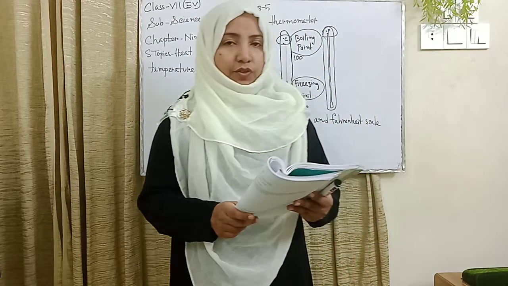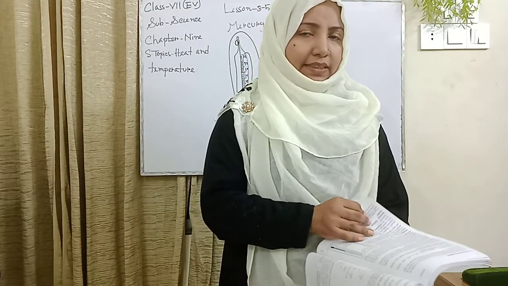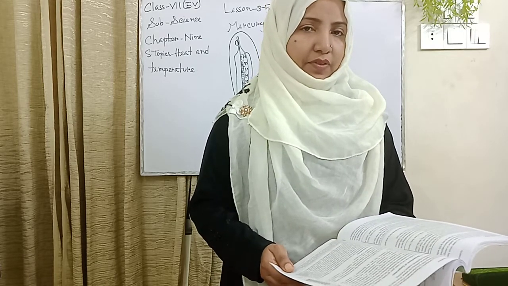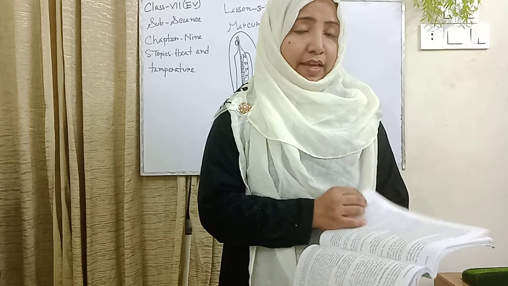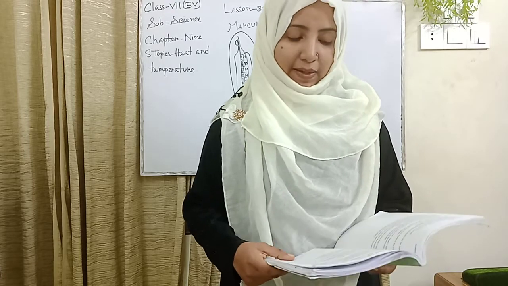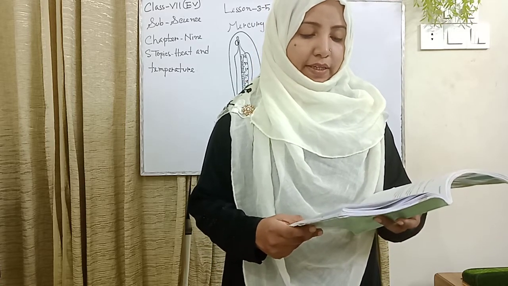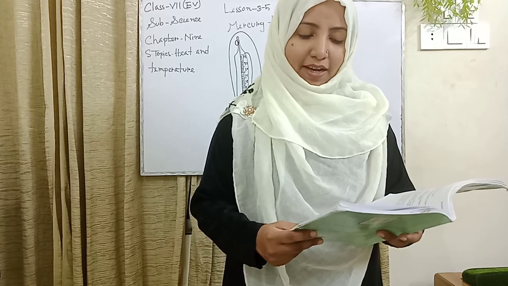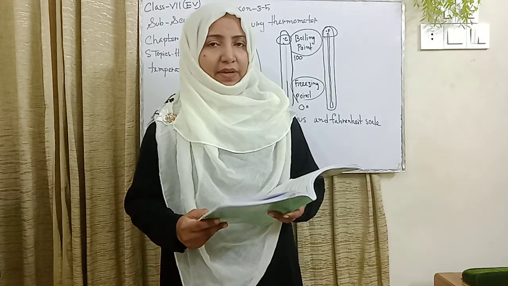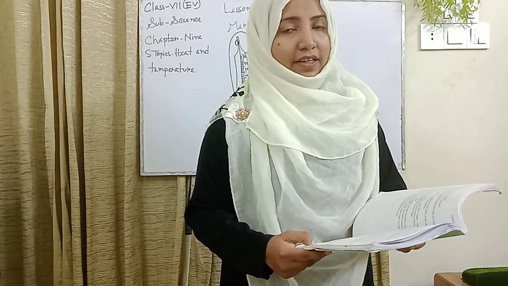Dear students, today I explained about the Celsius scale and the Fahrenheit scale, and the mercury thermometer. I also explained heat and temperature and the relationship between the Fahrenheit and Celsius scales. Today, this topic is very important. Please everyone learn it carefully.